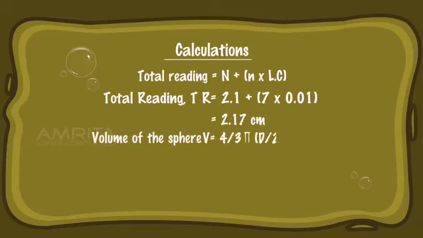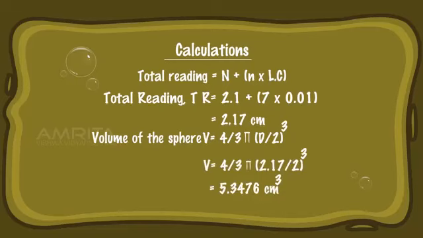Volume of the sphere V is equal to 4 by 3 pi into D by 2 the whole cube. V is equal to 4 by 3 pi into 2.17 divided by 2 the whole cube, which is equal to 5.3476 centimeter cube.